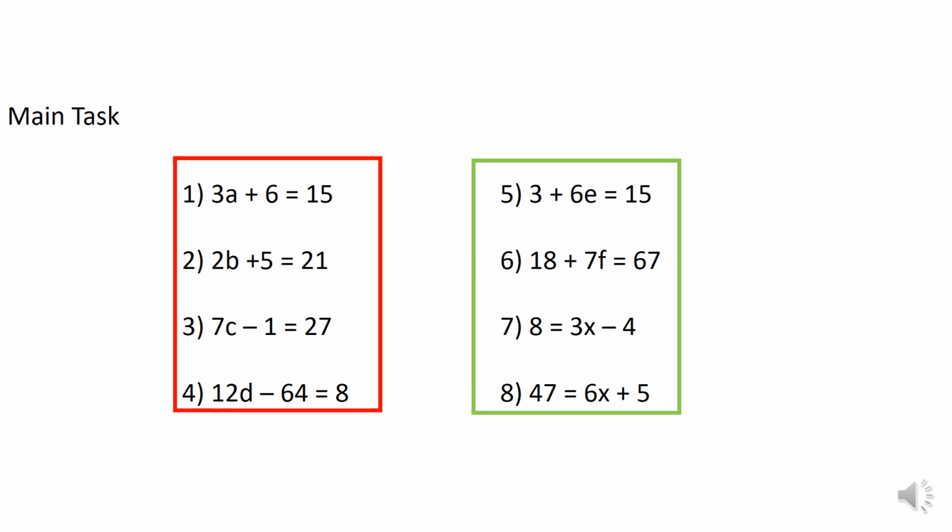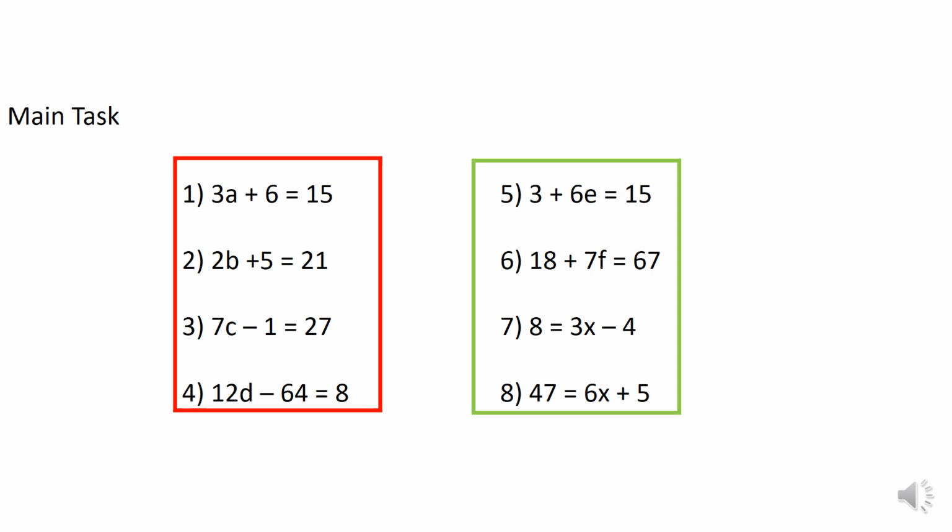Now, this is the main task for today's lesson, and what I would like you to do here is try all 8 questions. The red box are the easier questions, and the green box are slightly more difficult. What you need to do is write the question out, model it the way I've shown you in each of the examples, and take a picture of your working, so the question, the working out, and then your final answer.